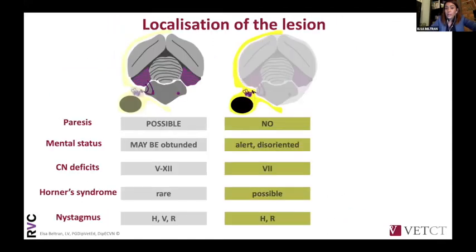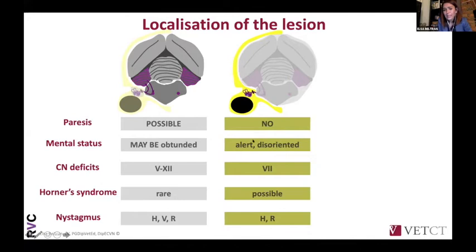So when we talk about the typical things that we need to look for, with peripheral, when we talk about paresis, you will not see it on peripheral. You can see it with central. Mental status with central, they may be obtunded.